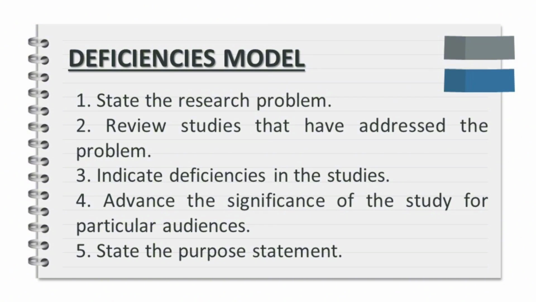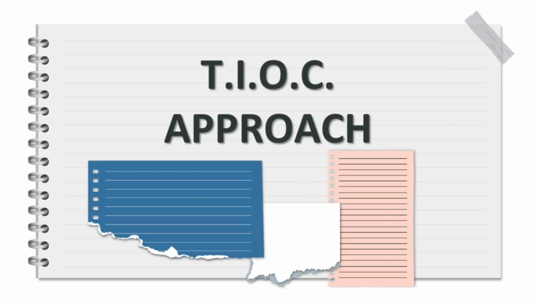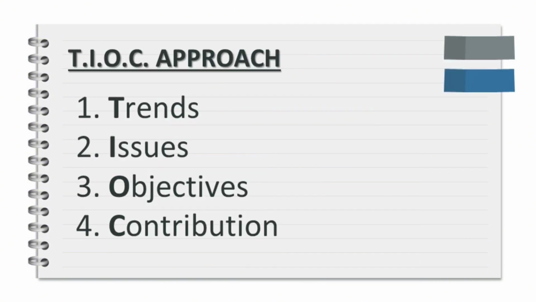Number 4, advance the significance of the study for the audiences. Mag-provide ng general benefit that may be implied or may be received from the conduct of the investigation or research. And lastly, number 5, state the purpose statement. Mention or present the end goal of the study. Third technique, the T.I.O.C approach, which stands for trends, issues, objectives, and contributions.